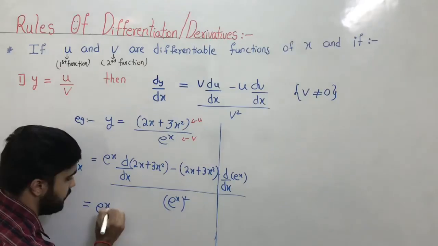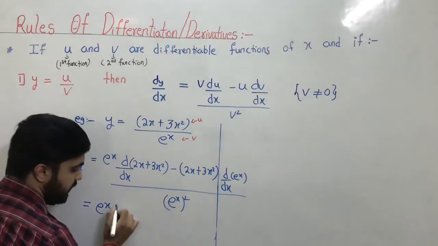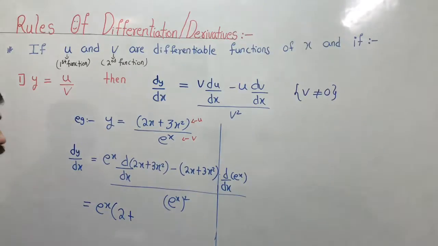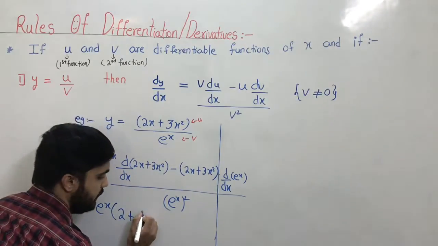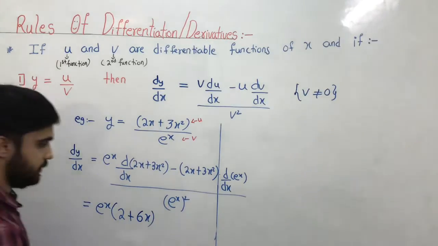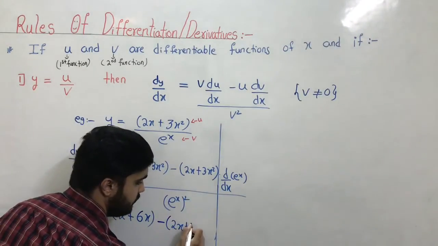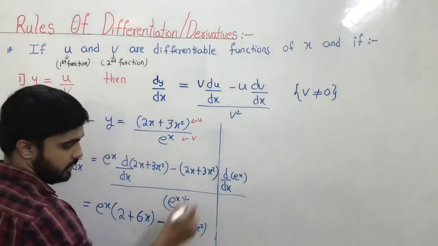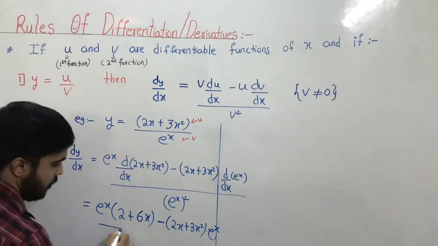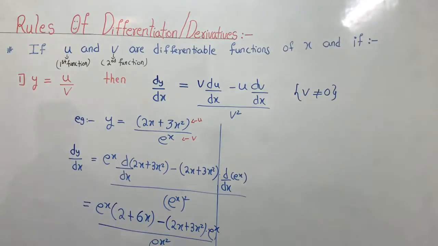So e raised to x as it is, derivative of this function is, so it will be derivative of 2x is 2, plus derivative of 3x square, it is 2x, and 3 means it will be 6 into x, as 3 2s are 6, minus now this function as it is, that is 2x plus 3x square as it is, derivative of e raised to x is e raised to x itself, whole divided by e raised to x square.